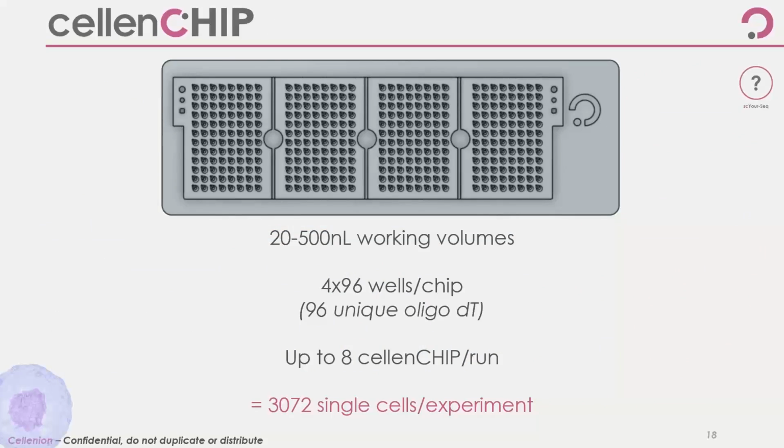Because the standard consumables don't allow us to work in small enough volumes, we have developed a chip called the CellenChip, and we can work with 20 to 500 nanoliters in this chip. It's designed to have the size of a microscope glass slide. On this chip, there are 4 × 96 wells, which allows us to have 96 unique oligo-dT. In one run, we can work with up to 8 chips, which means that in one run with the CellenONE, we can have more than 3,000 single cells per experiment.